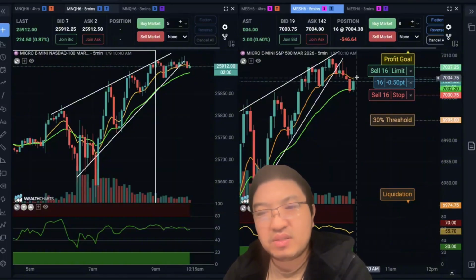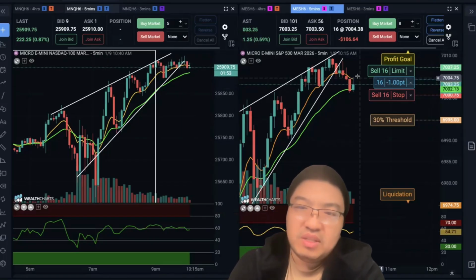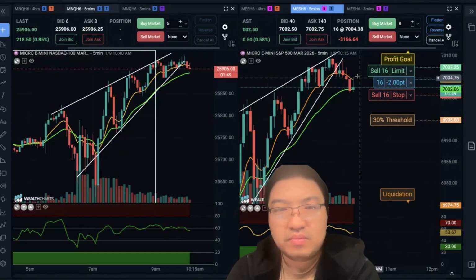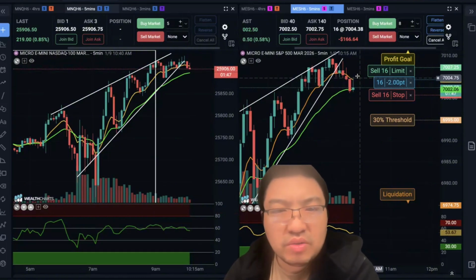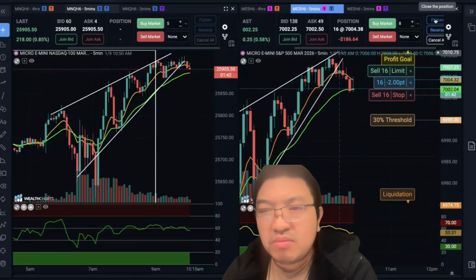But for ES, it was once engulfing, but got rejected at EMA 9. 2 more minutes. Oh, NQ shows some lower low. Probably I need to quit.